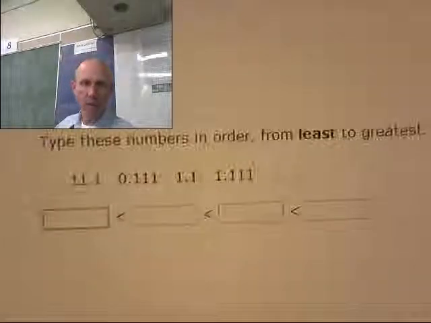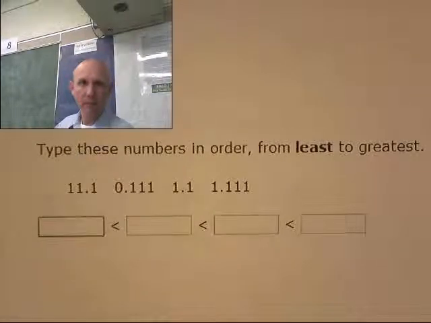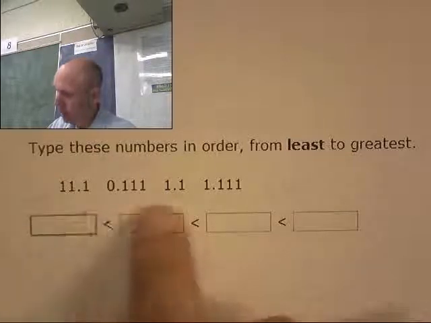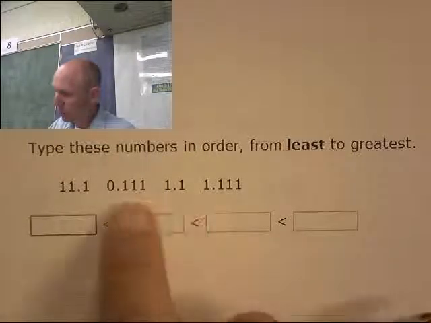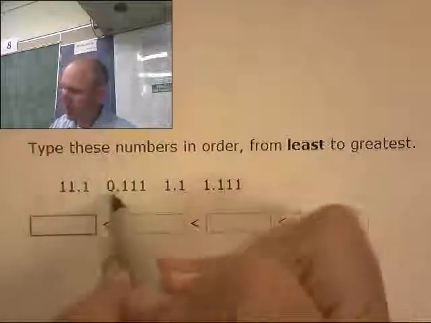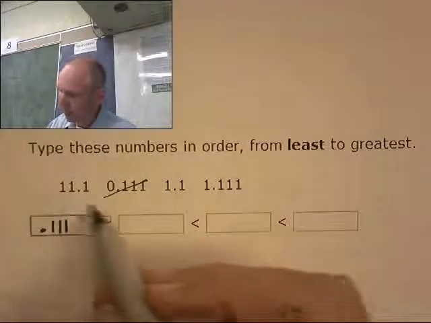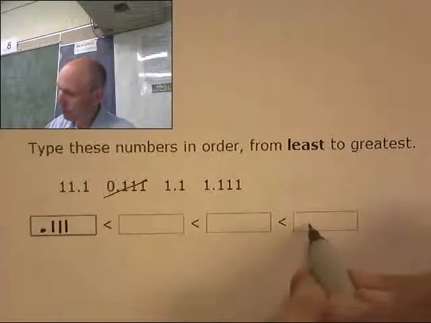And here's another putting them in order. I need to find the smallest number. Which one's the smallest? 11, that's a 1.11. This is a 0.1. This guy's the smallest right here. 11's definitely the biggest.